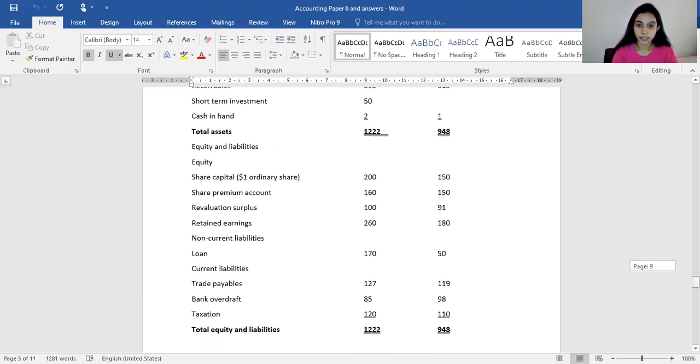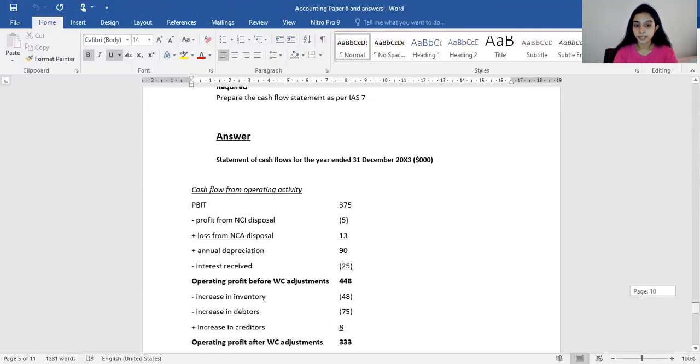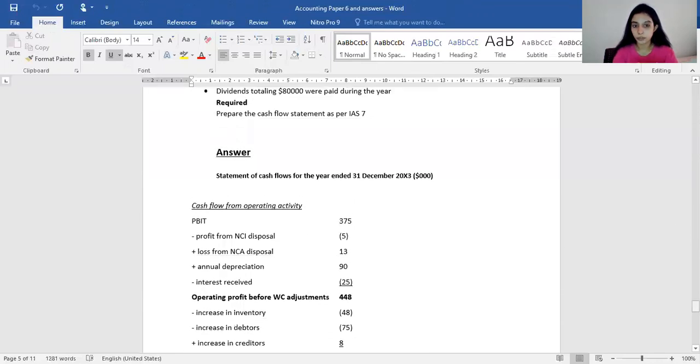Investments, that's it. And fixtures and fittings with the original cost of 85,000, carrying amount 45,000, sold for 32,000. So these 3 figures you can put into a T account and identify any profit or loss. That profit or loss will have to be reversed back under these adjustments under the profit before interest and tax. So loss from the NCA disposal 13 are added.